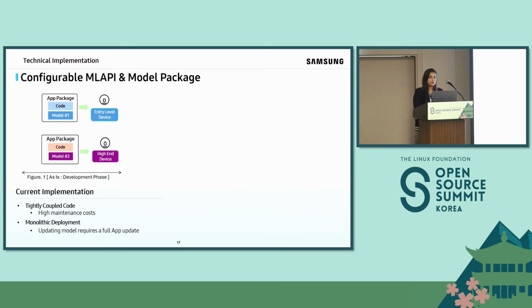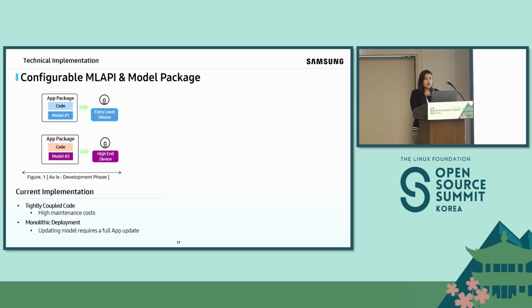Next, I want to talk about a major challenge we faced in AI model deployment and how we solved it with our configurable ML APIs and model packaging. Due to the current implementation design, model deployment suffered from tightly coupled code. It created a monolithic deployment where everything is packed as an inseparable unit, which is called an app package here.